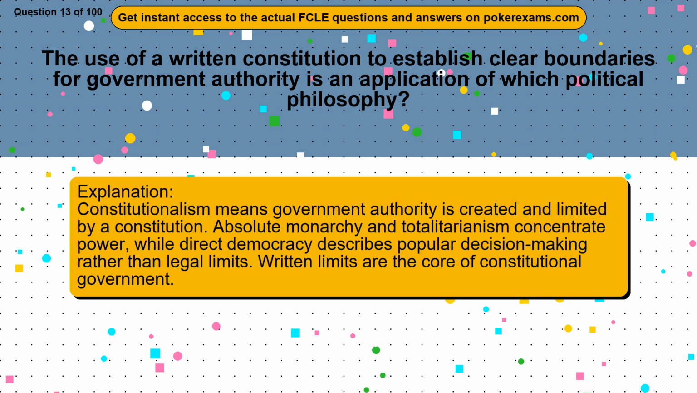Constitutionalism means government authority is created and limited by a constitution. Absolute monarchy and totalitarianism concentrate power, while direct democracy describes popular decision-making rather than legal limits. Written limits are the core of constitutional government.